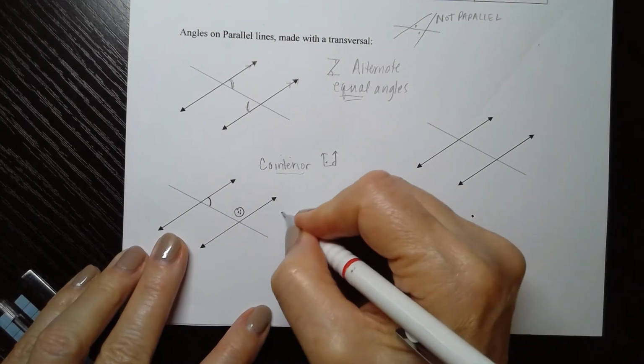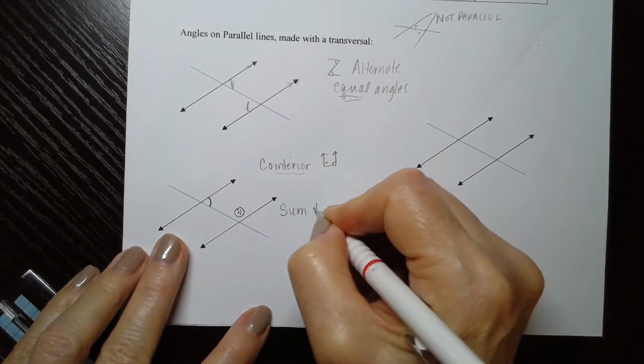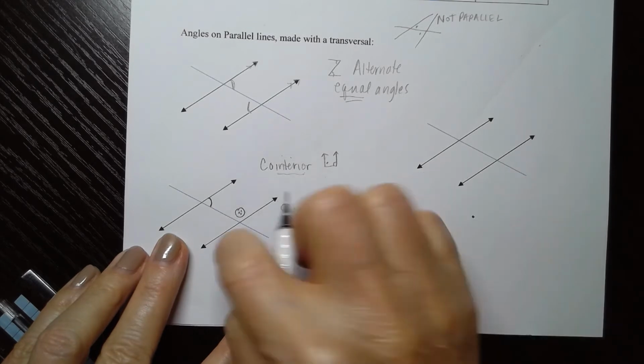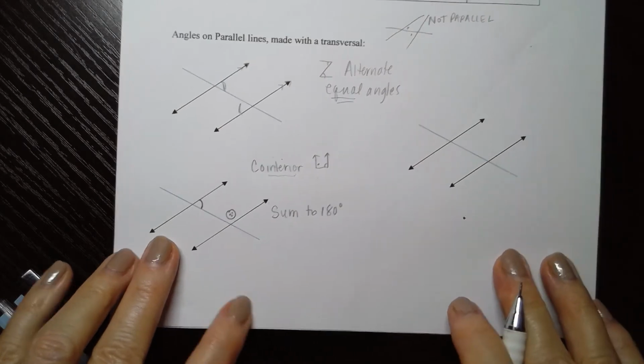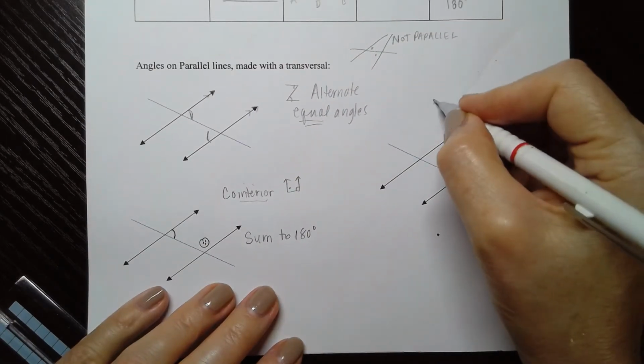They add to 180. So they're not equal. They add up to 180. You can see they're not equal. This one's obtuse, that one's acute. They're obviously not equal. The last one was corresponding.